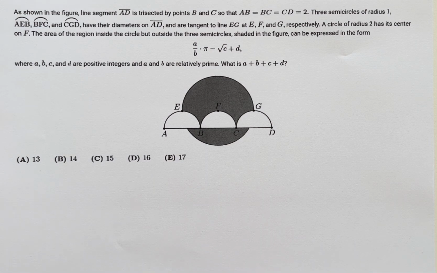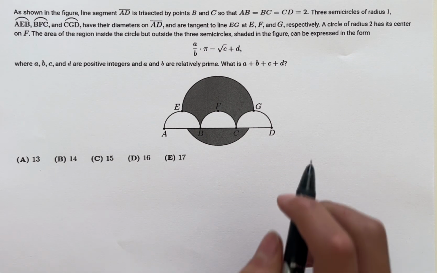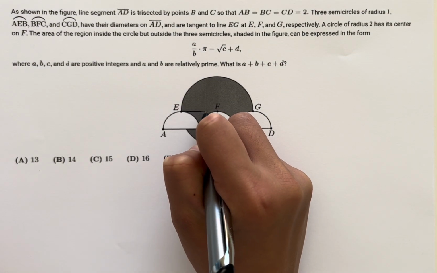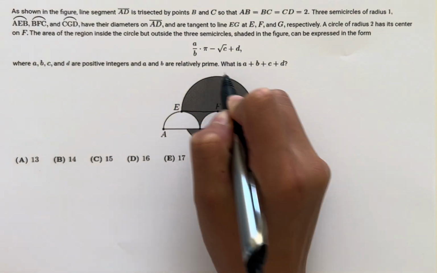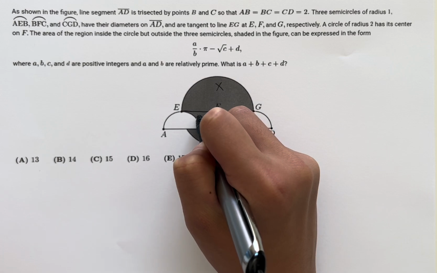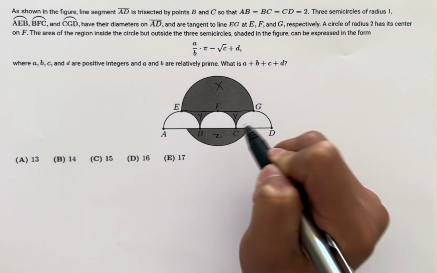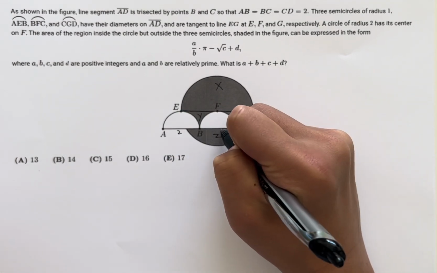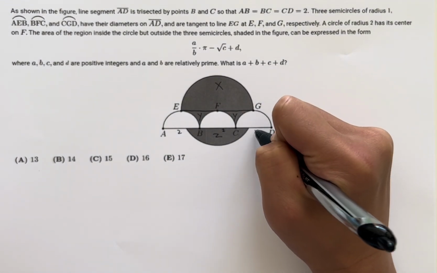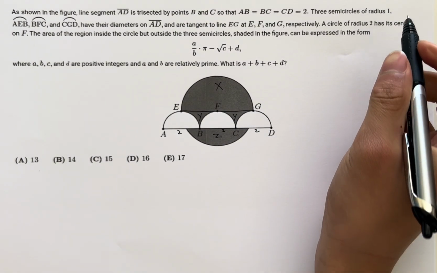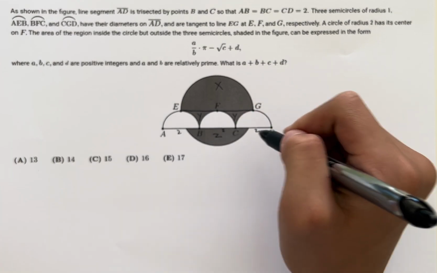For this problem, we have to split the shaded region into parts that we can find the area of. First, call the upper semicircle X, these two parts Y, and the bottom part Z. Now, we know that AB equals 2, BC equals 2, and CD equals 2. We also know that the radii of the 3 semicircles are 1. So these two are the diameters.